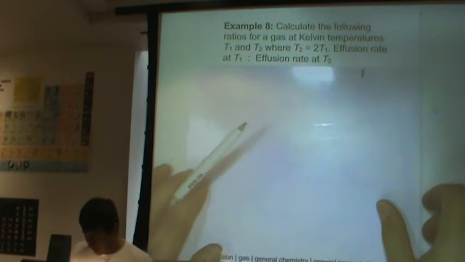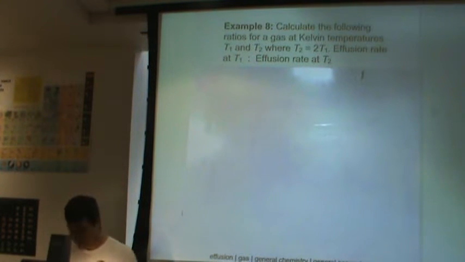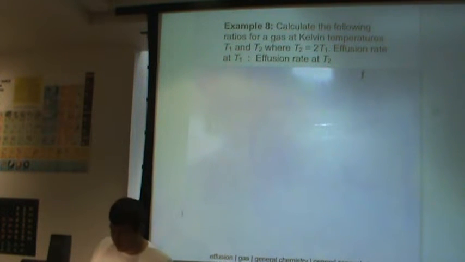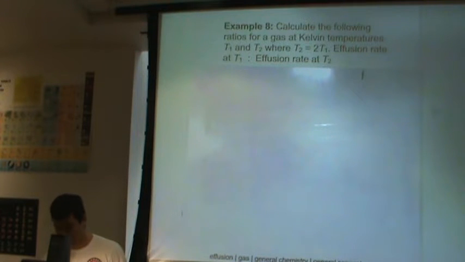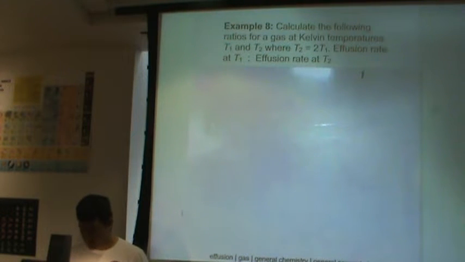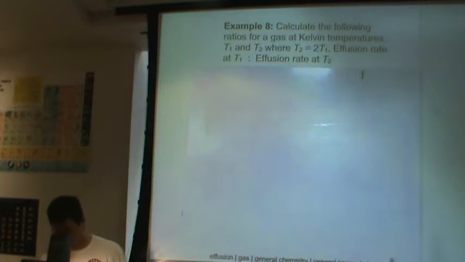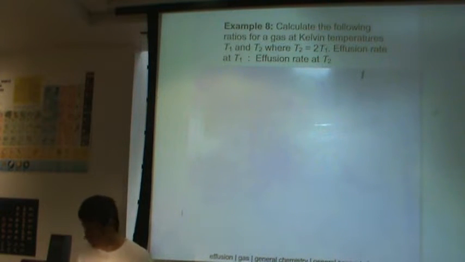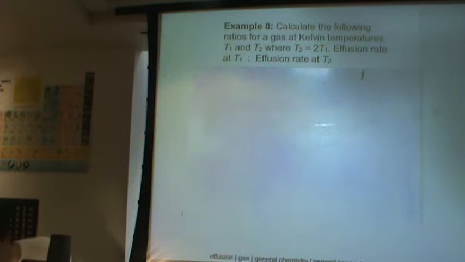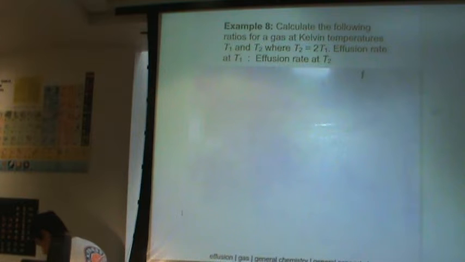Example number 8. Calculate the following ratios for a gas at Kelvin temperatures T1 and T2, where T2 is equal to 2 times T1. The effusion rate ratio is going to be the T1 to the T2 effusion rate. So for effusion rate, I have to grab the book because it's actually in the book, which is great. Let's find effusion rate really quick.